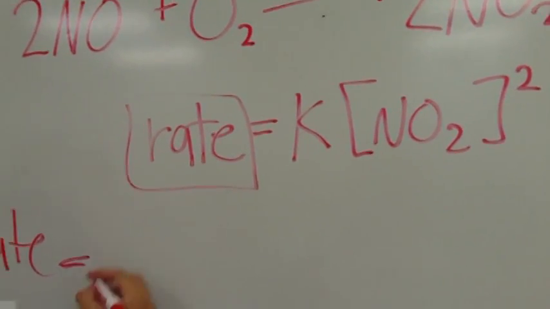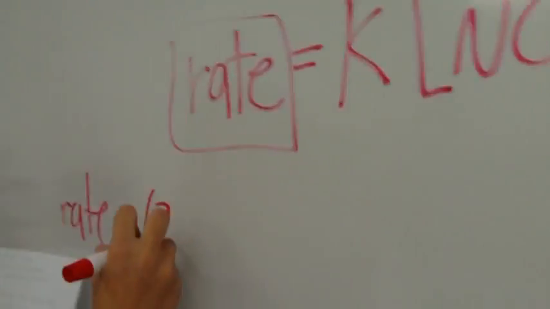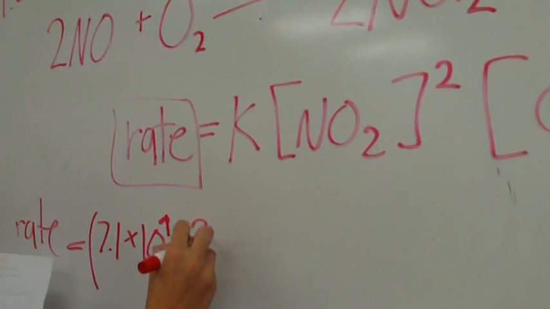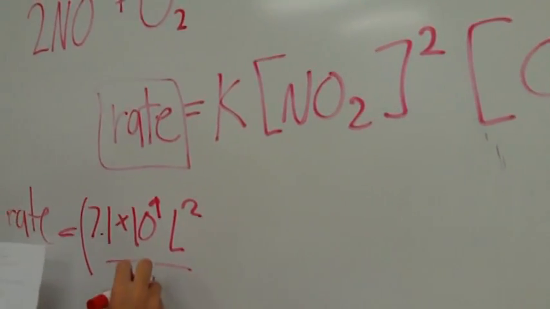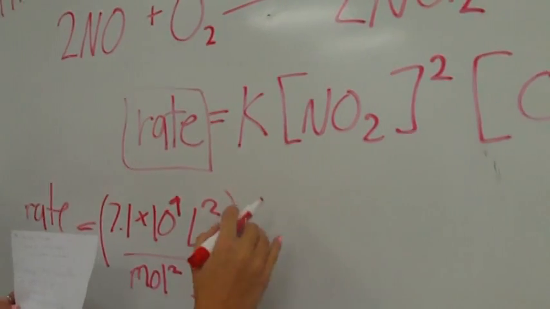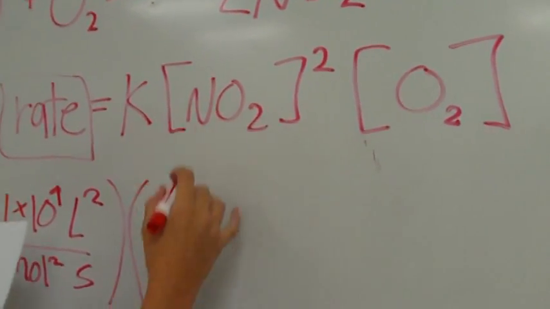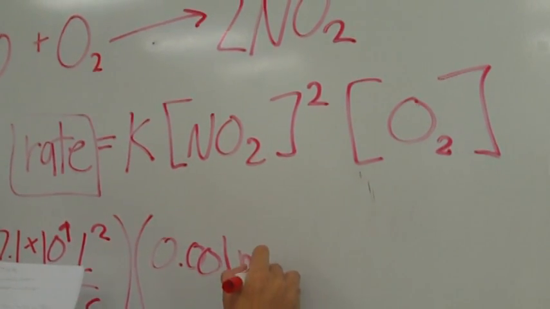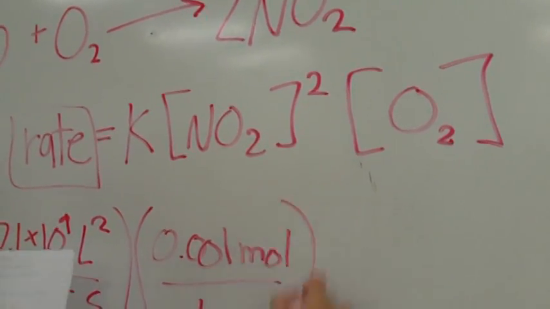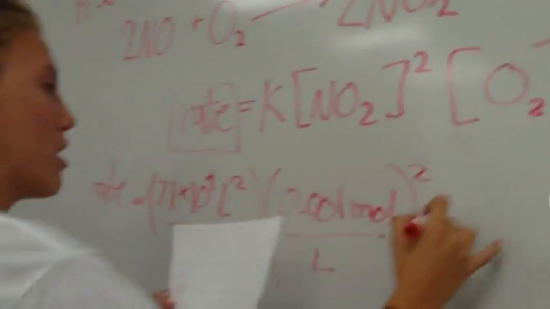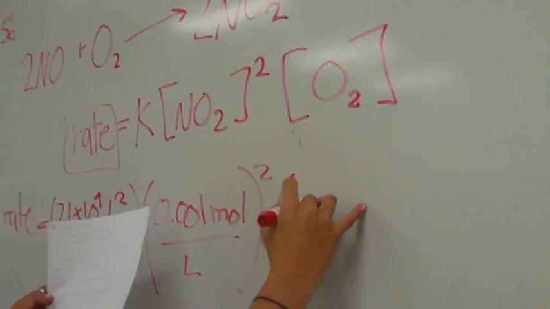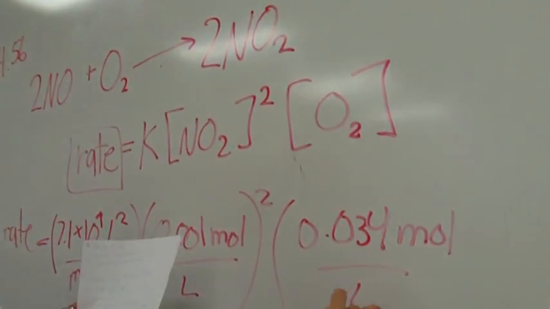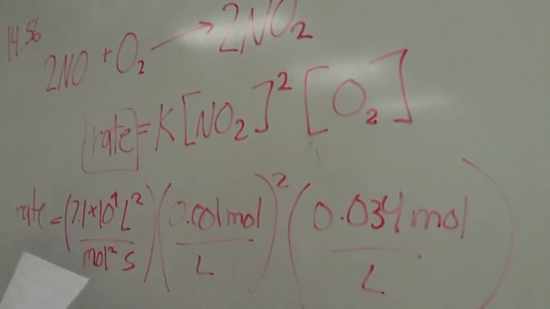It's going to be equal to the K, which they tell us in the problem is 7.1 times 10 to the 9th liters squared per moles squared per second. Then they also give us the concentrations for these. We're just going to plug them in. The concentration of NO2 is 0.001 moles per liter. That's squared, because that's what it is in the rate law. And the concentration of oxygen is 0.034 moles per liter.